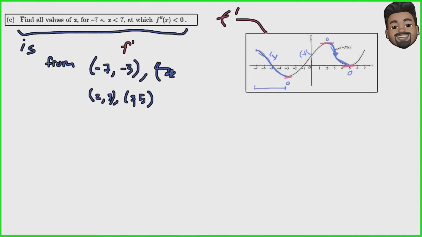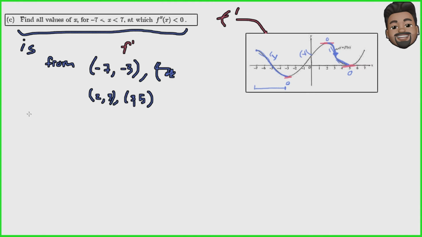From 2 to 3, because it was negative. At 3, it is undefined. It is a vertical tangent line, so I'm not going to include that. Obviously, it doesn't have any slope, right? It's a vertical tangent line, so that's why I broke it up into 2. And then from 3 to 5, because 3 to 5 is also negative in both of these sections here.